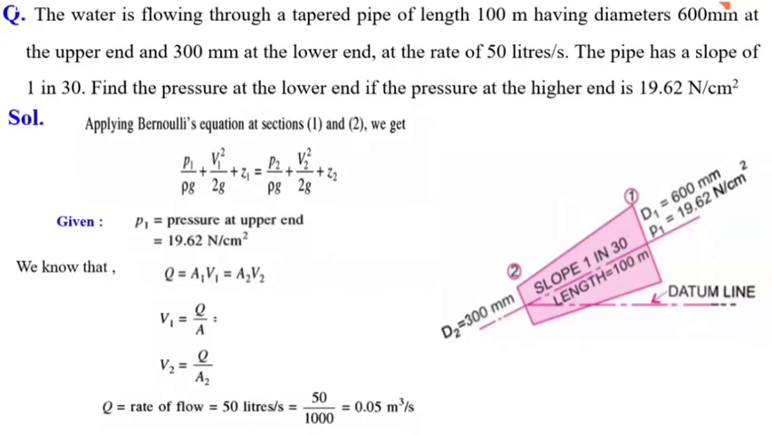Now moving on to the second term in your Bernoulli's equation, which is the kinetic head V square by 2g. So we will be having V1 square by 2g for section 1 and V2 square by 2g for section 2. Here we are not given the velocities V1 and V2 directly. But when you go back to the question, you find that you are provided with discharge as well as the diameters of sections 1 and 2.